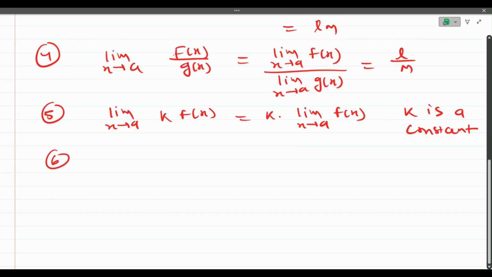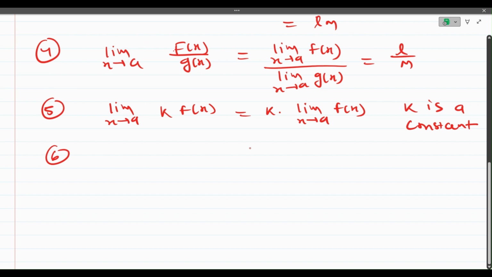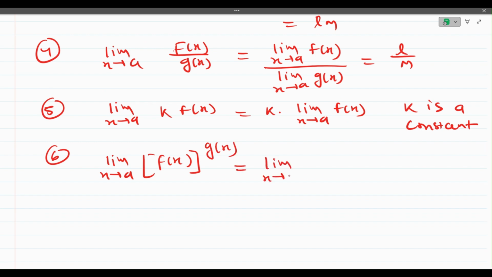If it is the power of f of x, it means if it is f of x to the power of g of x, then according to the rule we can write limit as x tends to a of f of x to the power of limit as x tends to a of g of x.